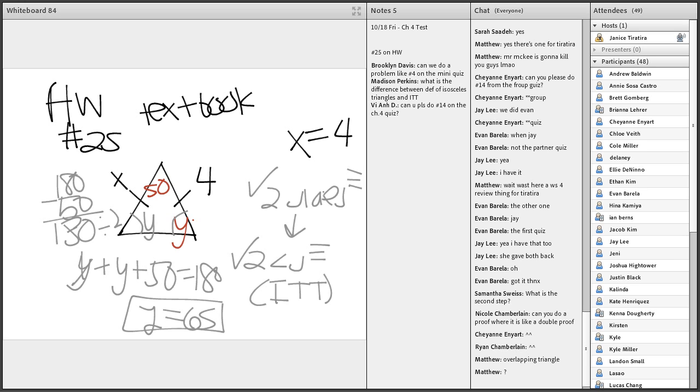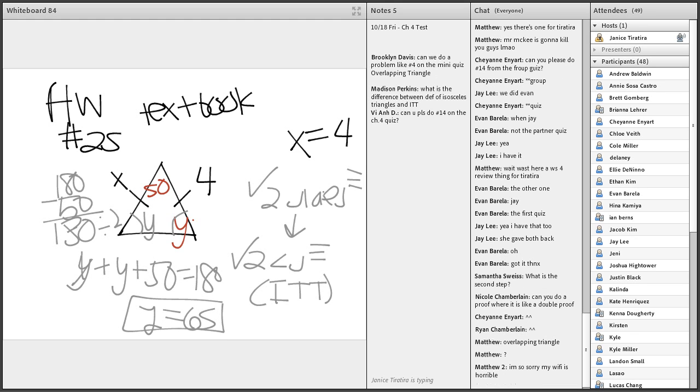Yes, I'll definitely do overlapping. It's coming. So Brooklyn asked about number 4 on the mini quiz, which is the overlapping one, so I'll do that. Overlapping triangles. And then what is the difference? Oh, I think we talked about Madison's question already. And then number 14. Okay.